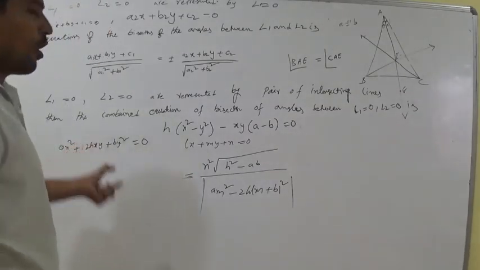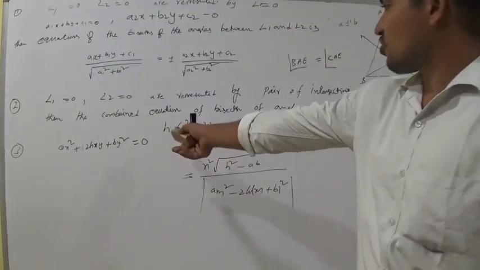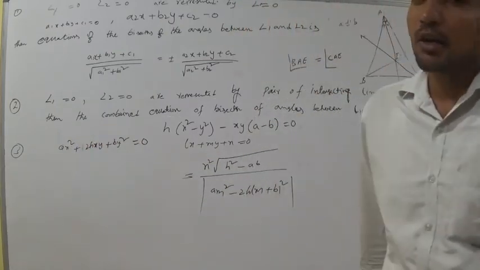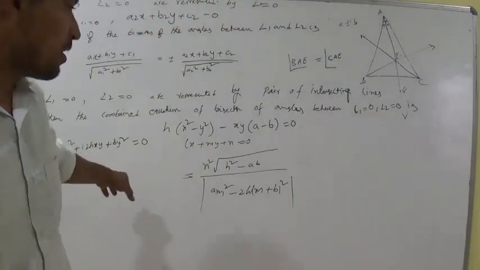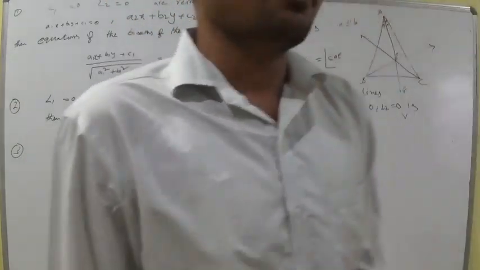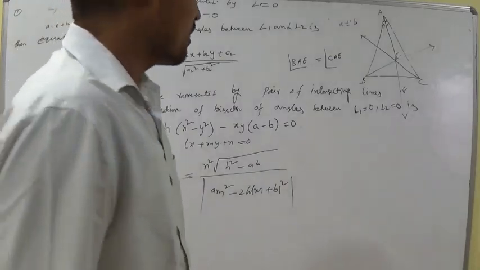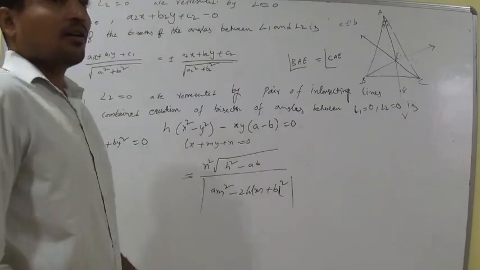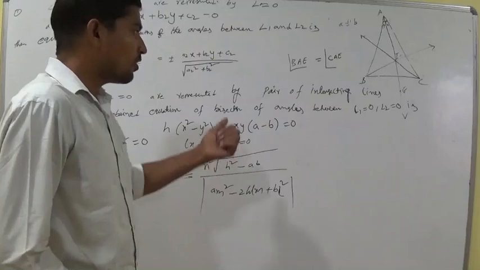The area of the triangle formed by a line lx plus my plus n equal to 0 and the pair of straight lines ax square plus 2hxy plus by square equal to 0 is n square into square root of h square minus ab divided by modulus of am square minus 2hlm plus bl square. Now we will discuss problems on this formula.